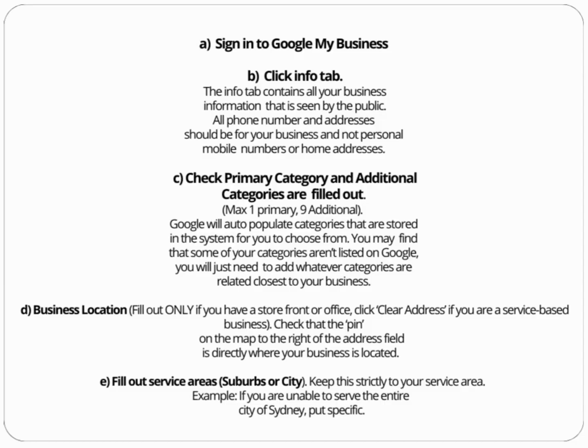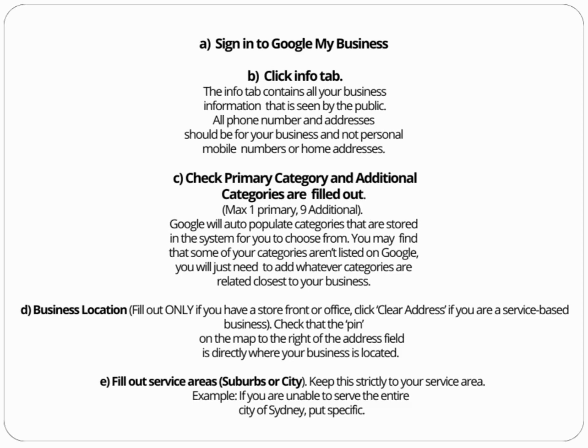So how do you create the account here, and what are the factors you have to make sure you fill in? The first is to sign in to Google My Business. As I told you, you have to create your account. Then you click on the info tab. You have to fill in all the information that will be seen by the public, like your phone number and address, and make sure it is your business phone number and address. You are not putting in any of your personal phone numbers, addresses, or information here.